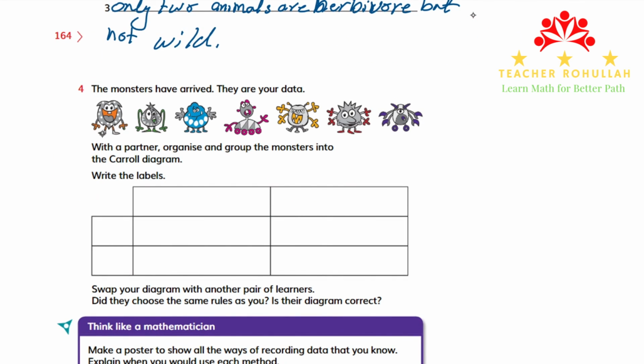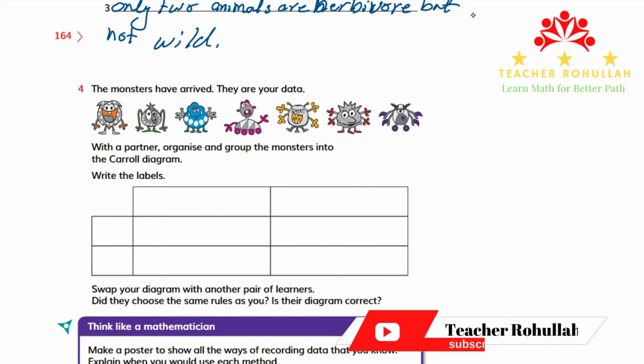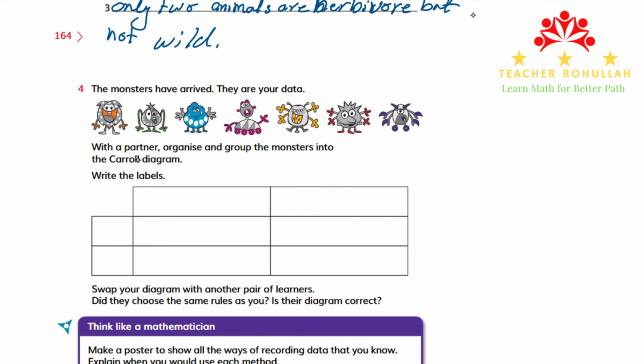In question 4, it says, the monsters have arrived. These are the monsters. They are your data. They are the data that you have in hand. So now it's asking you with a partner organize and group the monsters into the Carroll diagram. Write the labels. How should we label them? Okay, we can label them based on the number of hands and also on the number of legs.